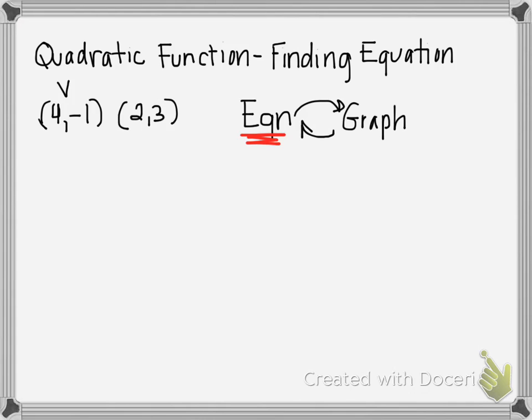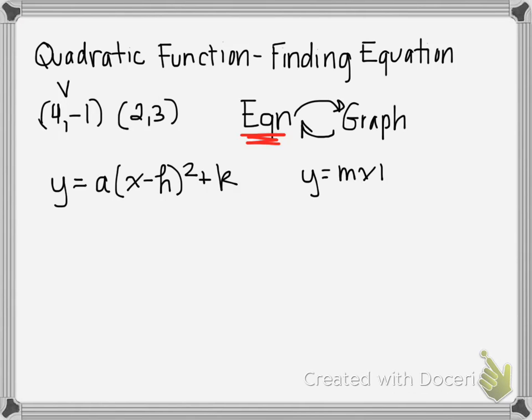And this begins with knowing this general form of the equation, y is equal to a times x minus h squared plus k, which is kind of like knowing y equals mx plus b for a linear function. See, with a linear function, we're going to find the slope, and then we're going to use a point to find the intercept. So hopefully that seems very familiar to you.